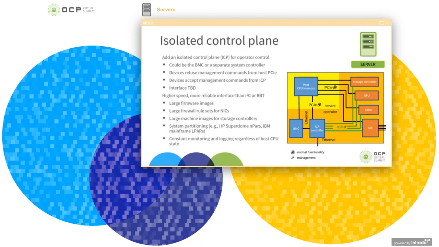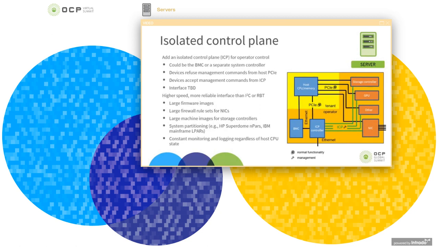This Isolated Control Plane link could be a variety of different interfaces. We believe two of the leading candidates are PCIe and Ethernet. We would like to work as an industry to figure out which one is the best choice.